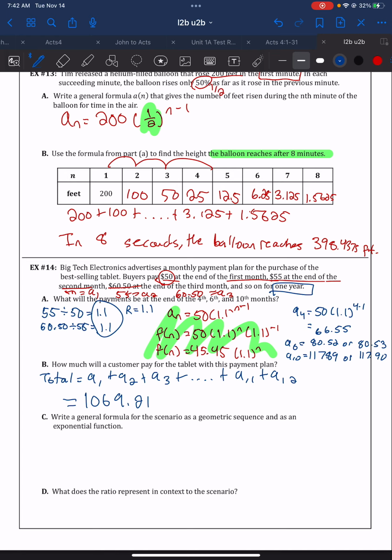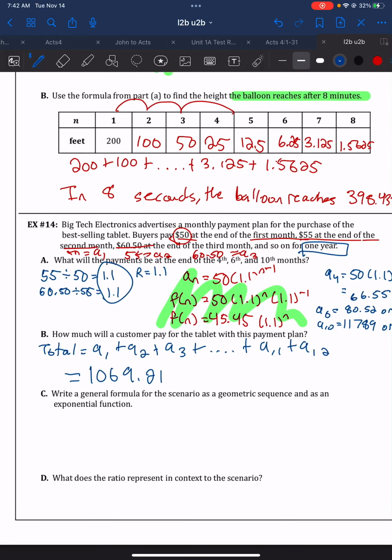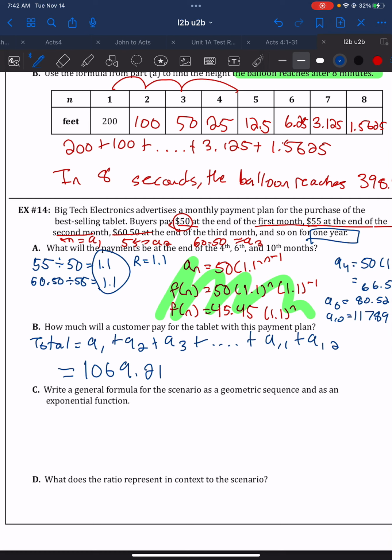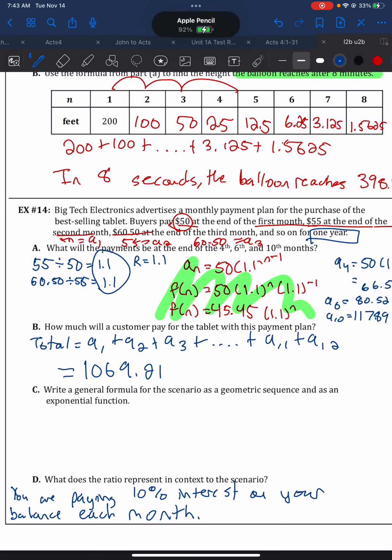And then part D, what does this mean in total? I mean, what does the ratio represent in context? Well, my payment is going up, so what that represents, anytime you have a loan or a pay-as-you-go kind of plan, you're going to have interest. So you are paying 10% interest on your balance each month. Okay. So now transition to the worksheet.